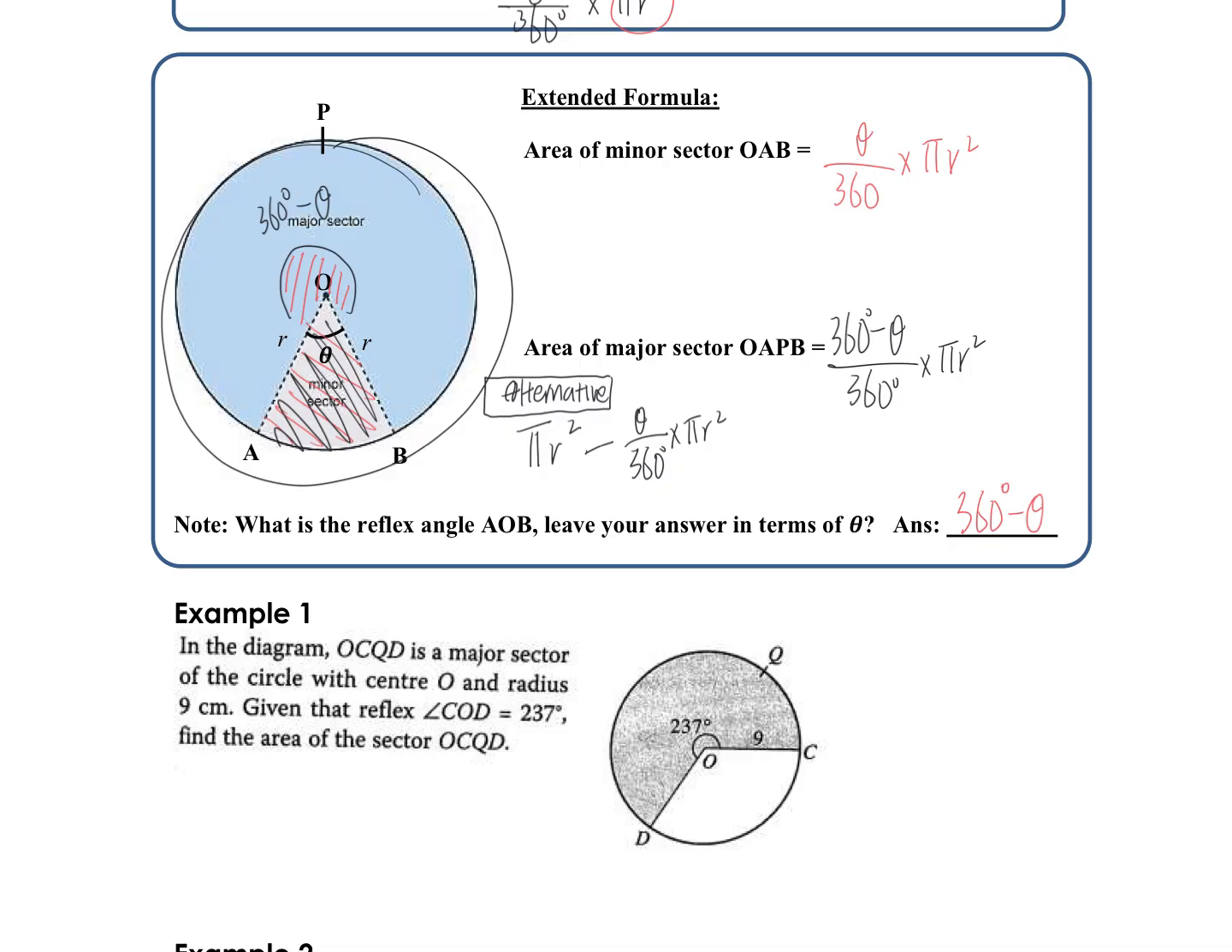Okay, example 1, I want to find the area of the sector OCQD. OCQD is this major sector. So I don't think the mic is helping. It's like getting softer. I tried already. So 237 over 360 times pi r squared.